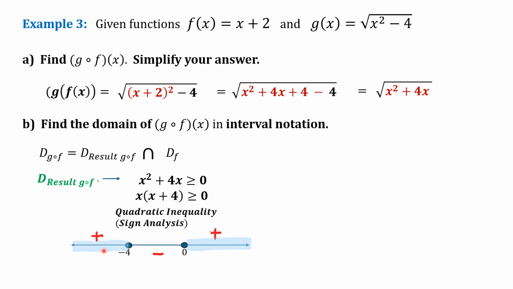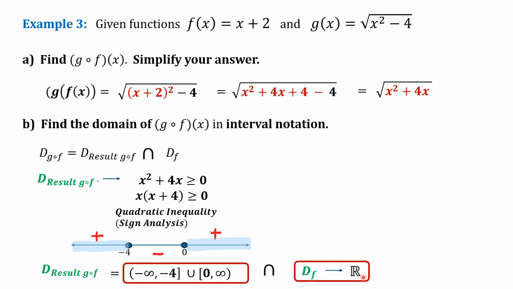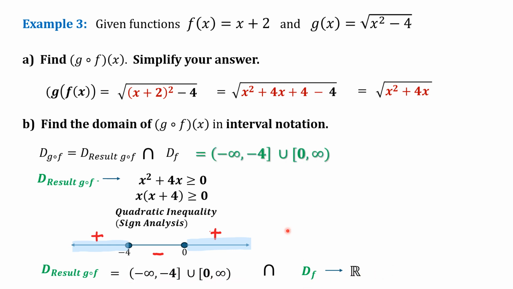Now, since what we want here is positive, the solution for this domain of the result is on these two parts. So we can write that in interval notation from negative infinity to negative 4, included, then union from 0 to infinity, 0 included. Then after that, we can now find the domain of f. And since f is a linear function, we know that the domain of a linear function is always all real numbers. Then getting the intersection of these two, the intersection with the real numbers, the answer is this, because this is a smaller set than the set of real numbers. So the answer is this.